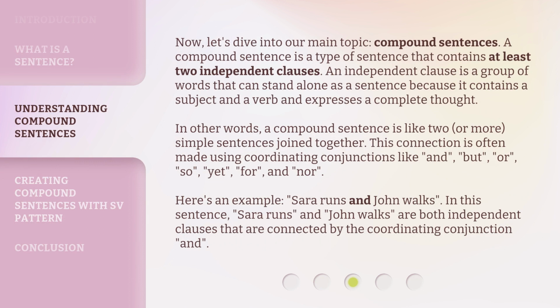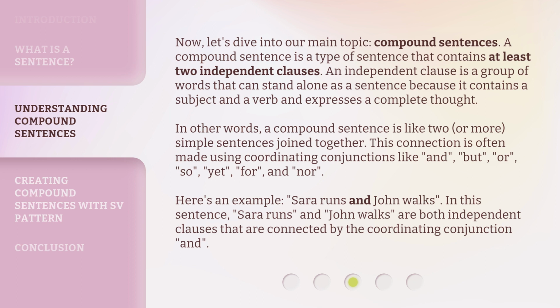Now, let's dive into our main topic: compound sentences. A compound sentence is a type of sentence that contains at least two independent clauses. An independent clause is a group of words that can stand alone as a sentence because it contains a subject and a verb and expresses a complete thought. In other words, a compound sentence is like two or more simple sentences joined together.